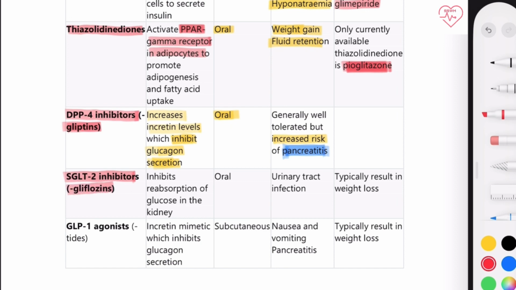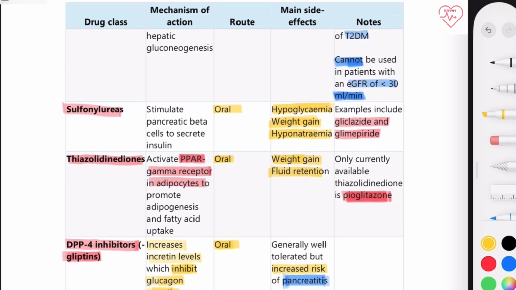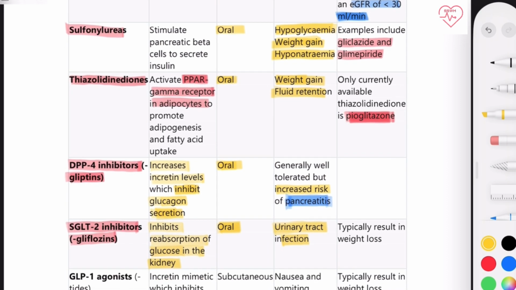Let's discuss SGLT2 inhibitors, that is gliflozins. What it will do, it will inhibit reabsorption of glucose in the kidney. DPP4, what it will do, it will increase the incretin levels, that will inhibit the glucagon secretion. And SGLT2 inhibits the reabsorption of glucose in the kidney. Route is oral only, and the side effects are urinary tract infection, typically resulting in weight loss.